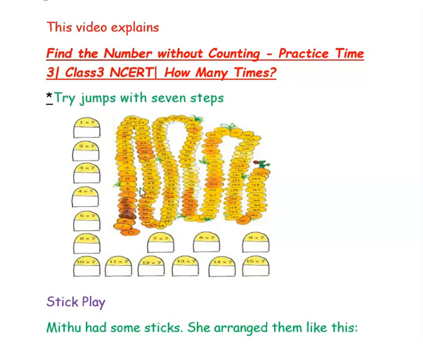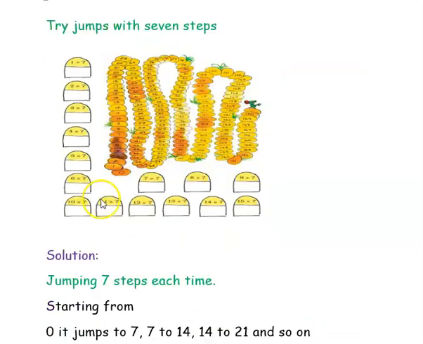In this video, we are going to see how to find the numbers without actually counting the given items, with a few examples. With these examples, we are moving to the multiplication concept along with the tables. So, the first example is: try jumps with 7 steps. In our previous videos, we have done 3 steps and 4 steps. Now we are going to jump 7 steps each time.